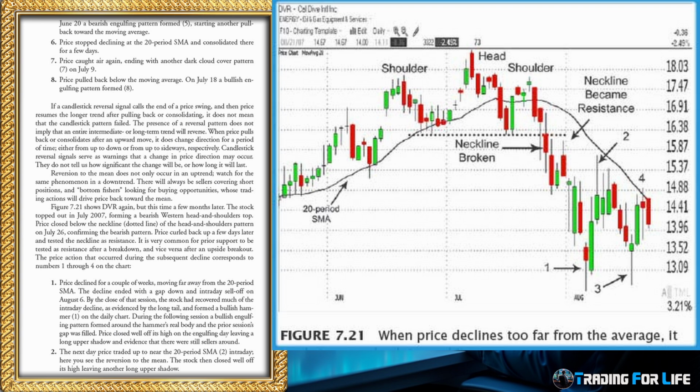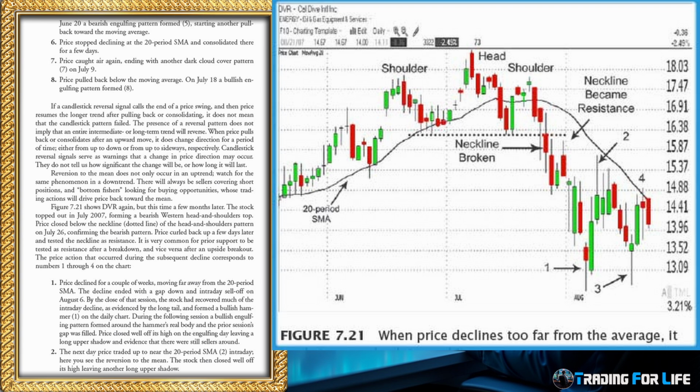and formed a bullish hammer on the daily chart. During the following session, a bullish engulfing pattern formed around the hammer's real body, and the prior session's gap was filled. Price closed well off its high on the engulfing day, leaving a long upper shadow and evidence that there were still sellers around. The next day, price traded up to near the 20-period SMA intraday. Here you see the reversion to the mean.